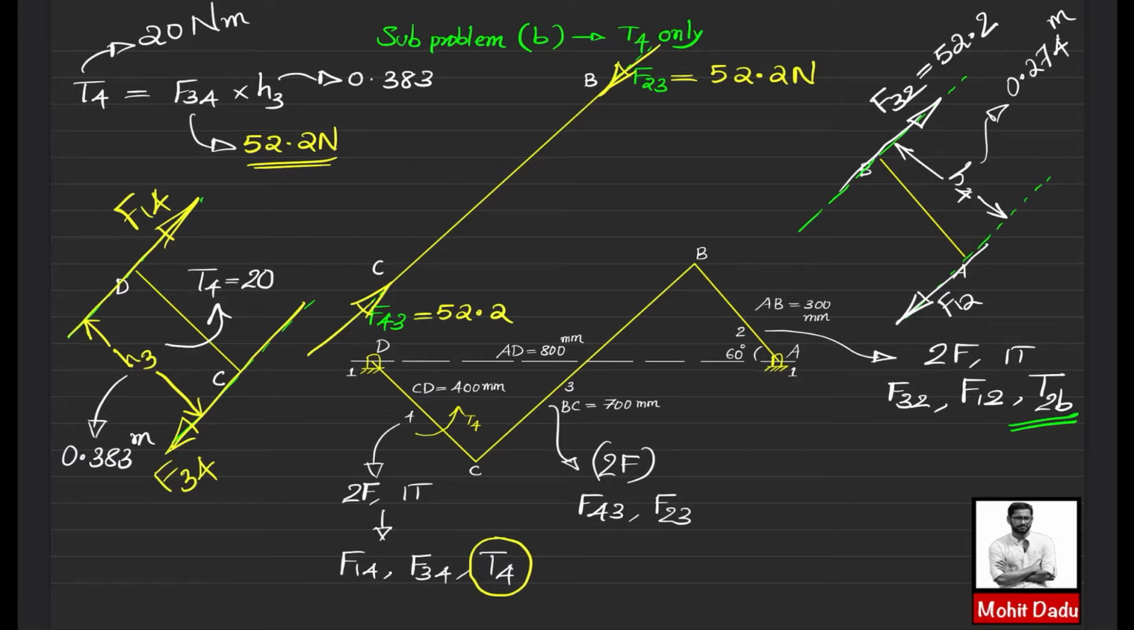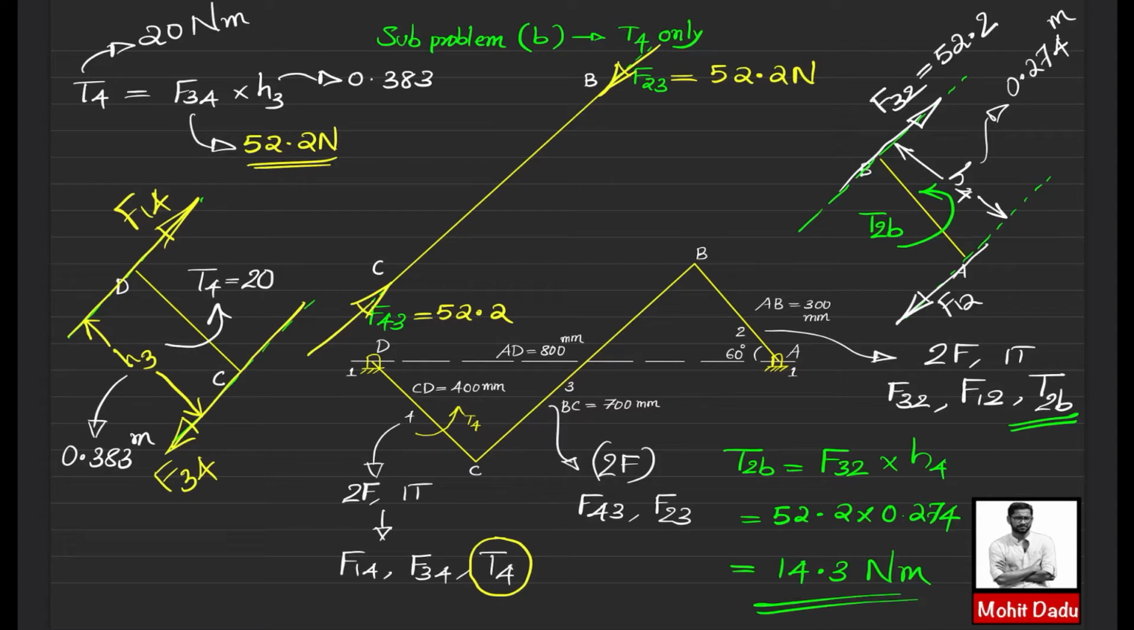And for this sub problem, we will name this anti-clockwise couple T2B. So you can evaluate the value of T2B, which is equal to F32 into the perpendicular distance H4, which is equal to 52.2 Newton into 0.274 meter. So this will be 14.3 Newton meter. Now we have solved the second sub problem also. So 14.3 Newton meter torque or couple in the anti-clockwise direction is to be applied to maintain the system in equilibrium when this external torque T4 is acting.